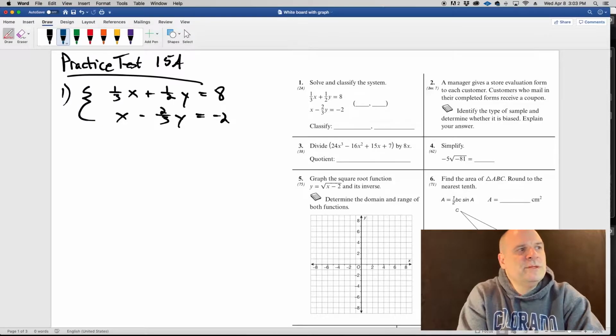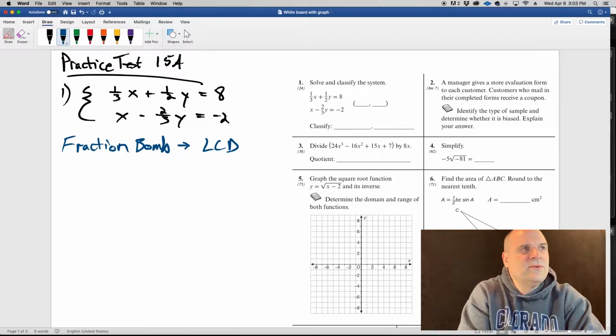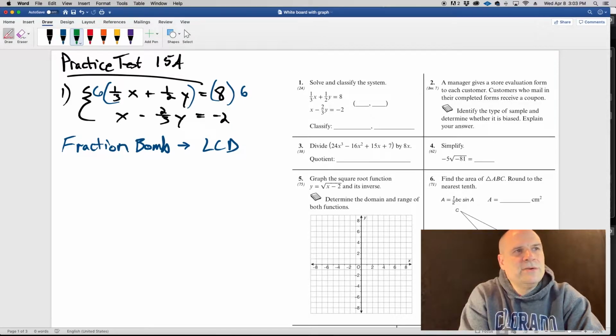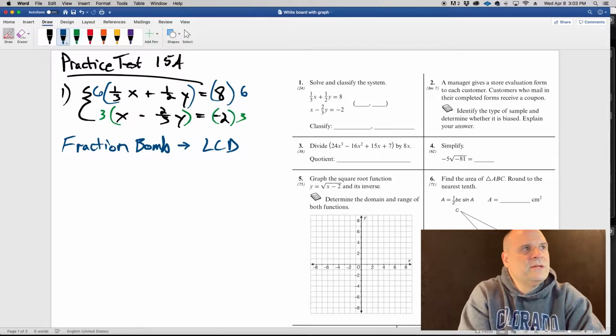Remember, the F-bomb is just the least common denominator, or the fraction bomb. So what's the fraction bomb for the top equation? 6. If we multiply both sides by 6, magical things happen. And what's the fraction bomb for the bottom equation? Just 3. So we're going to multiply both sides by 3. You'll see. Let's do that top equation first.